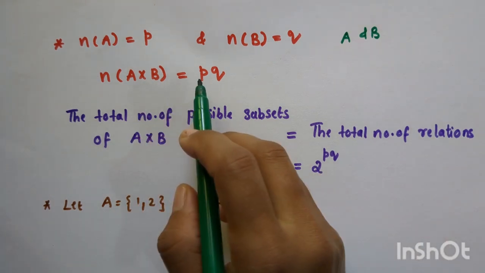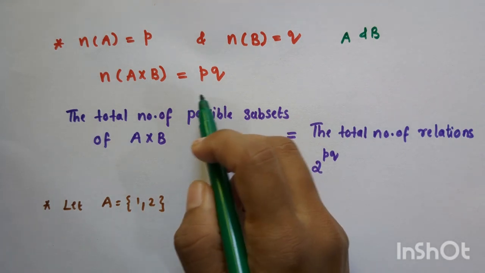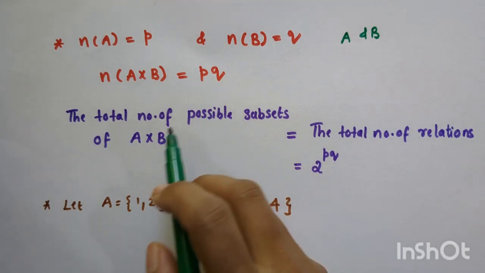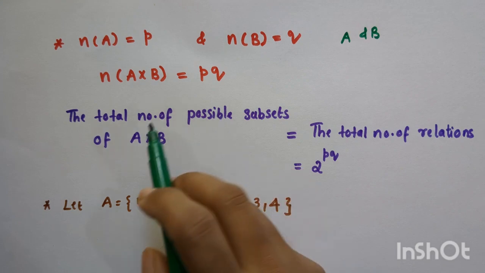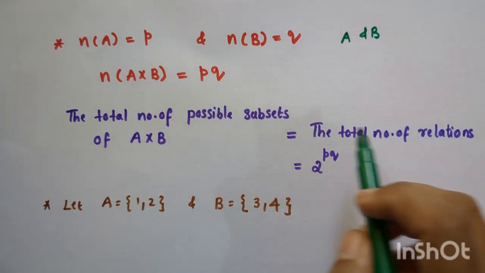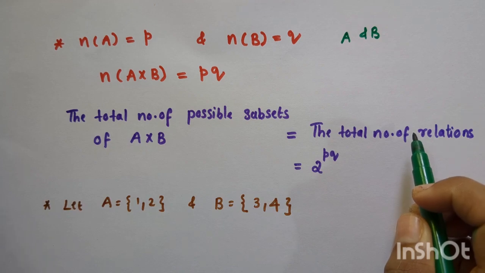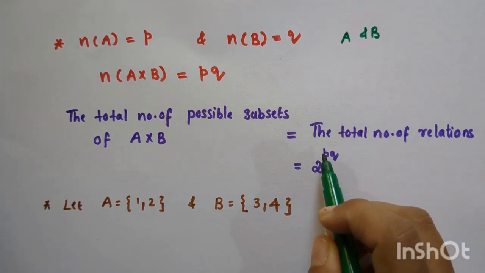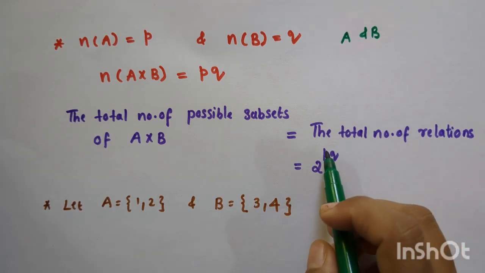We have already discussed in our previous video that n of A cross B is equal to P into Q. And the total number of possible subsets of the Cartesian product A cross B is equal to the total number of relations possible, which is 2 raised to P into Q. Let us see one example.